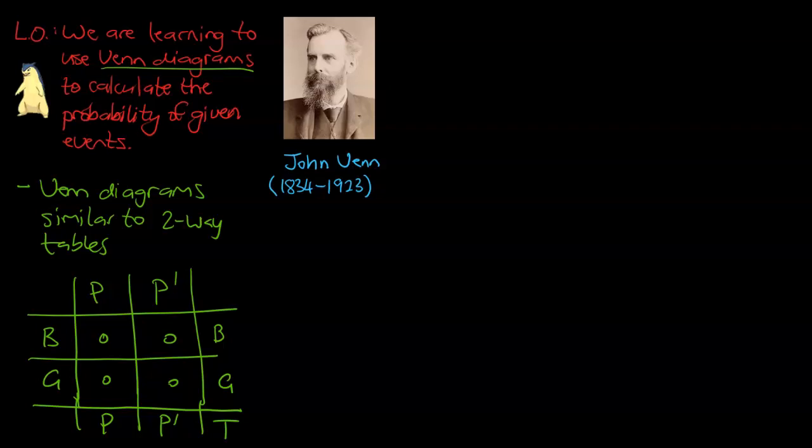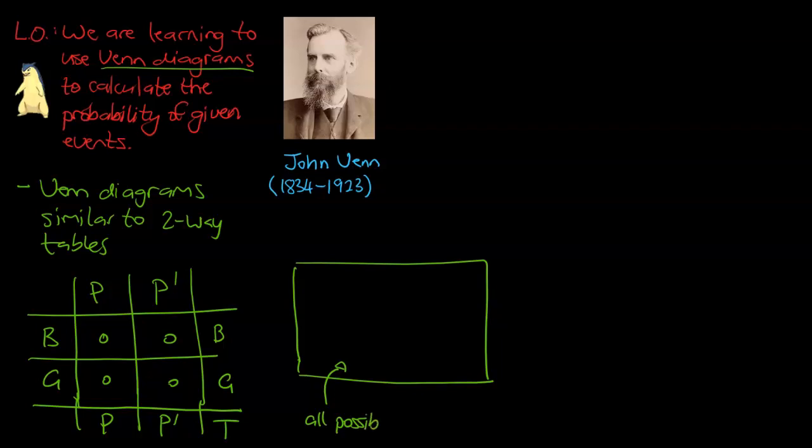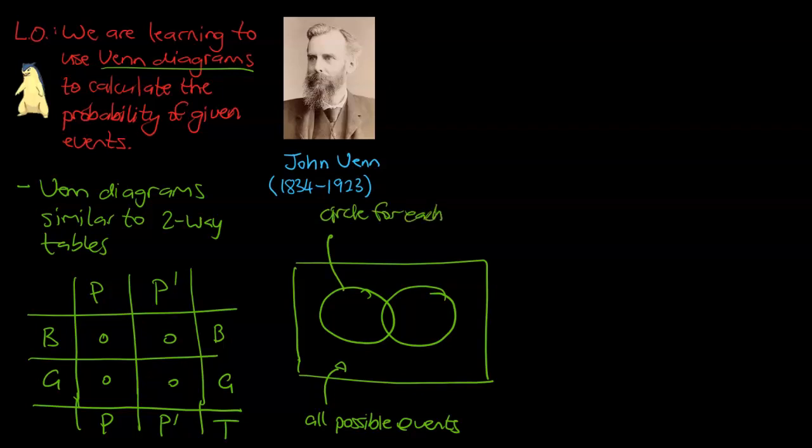So Venn diagrams are really similar in nature, except we start off with a rectangle. And this rectangle includes all possible events. In addition to this rectangle, you're going to include a circle for each of the variables that you care about. So there's a circle there, there's a circle there. So a circle for each variable. The areas of this shape relate to certain criteria.